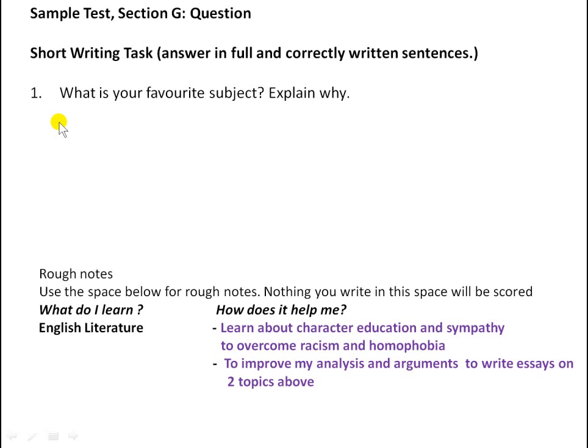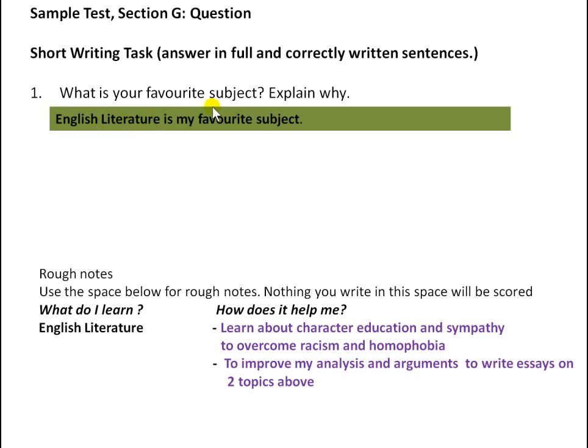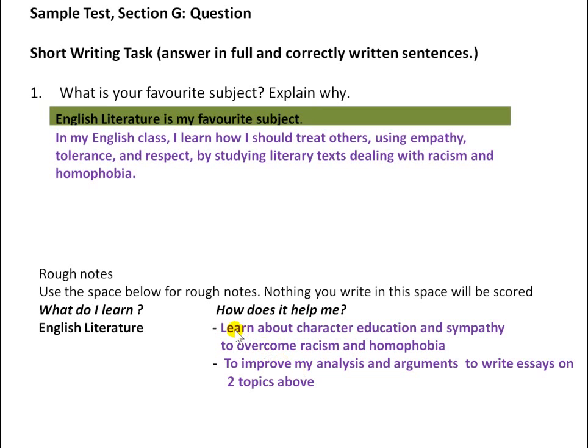So let's take a look at the first component. English is my favorite subject. Simple, forward, and direct. The first proof, learning about character education and sympathy, occurs here in this first component. In my English class, I learn how I should treat others using empathy, tolerance, and respect by studying literary texts which deal with racism and homophobia.